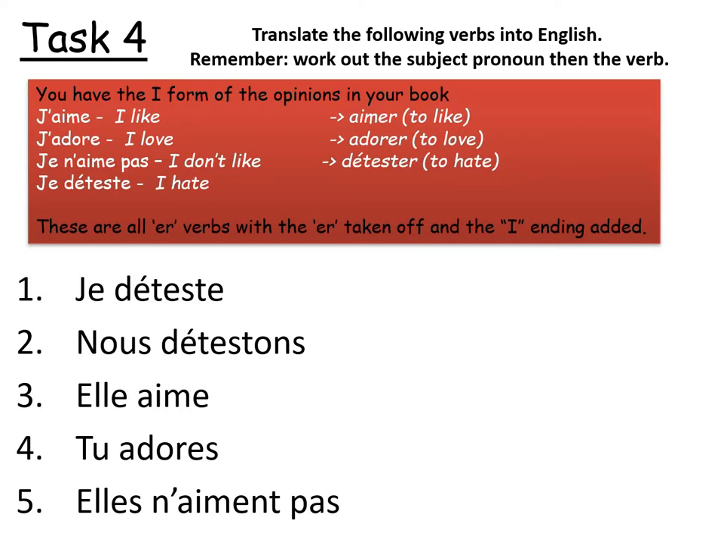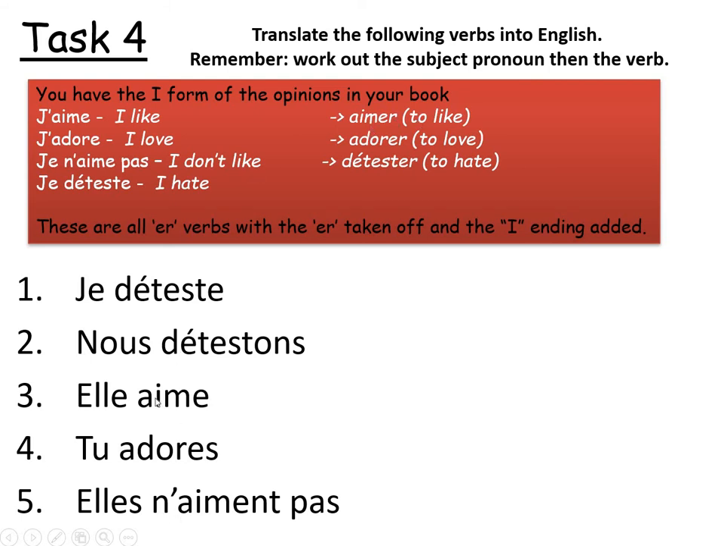Okay, task 4 is just translating into English. You're not putting any French for this one. Let's just remind ourselves about the opinions. So so far in your books or in your work online, wherever you've been putting your work, you have I like, I love, I don't like, and I hate. All of these: j'aime, j'adore, je n'aime pas, je déteste. They come from these verbs here. Aimer is to like, adorer is to love, détester is to hate. And then this one here is the negative of aimer. So that's where they've come from.